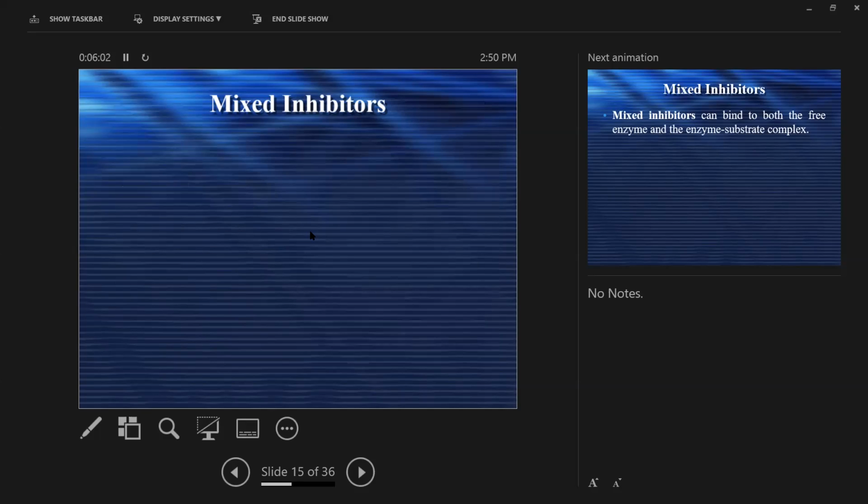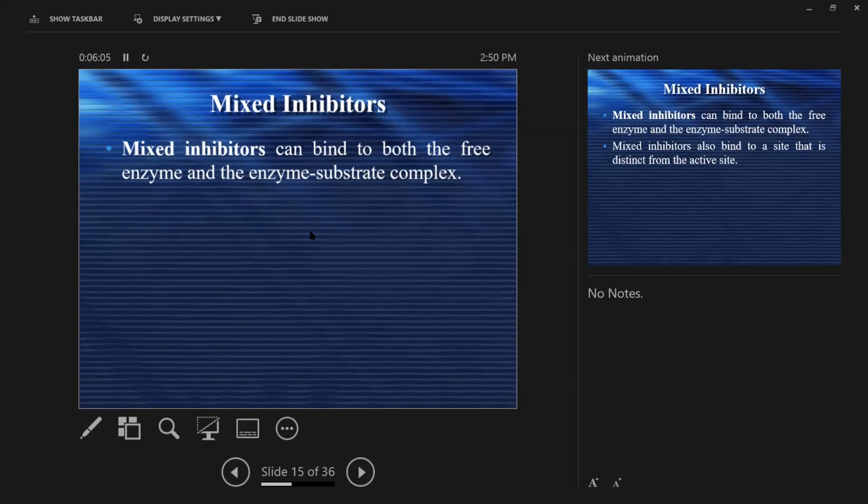Next, mixed inhibitors. They are mixed because they can do both. They can bind the free enzyme and the enzyme substrate complex. That's why they're mixed.